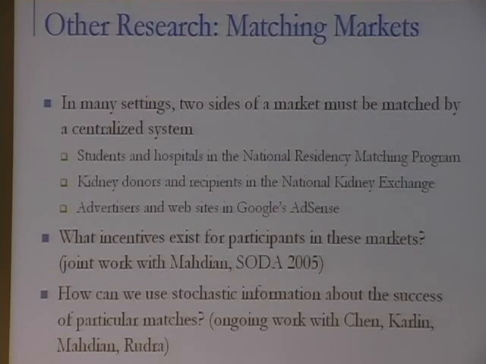I'm also quite interested in matching markets, and you Almaden people, I guess, saw me talk about the National Residency Matching Program a few years ago. There's many more matching markets that are being studied these days. There's the kidney exchange, where if you have a donor for a kidney that's failing, that doesn't match your blood type, you can try to exchange your donor's kidney for some other donor's kidney that might match your blood type. And also, AdSense, for example, is some kind of matching program at its heart, because you're trying to match advertisers and websites. So I've done a lot of work on incentive properties in matching markets, and also on the use of stochastic information in these markets.